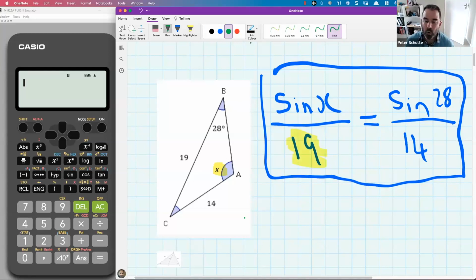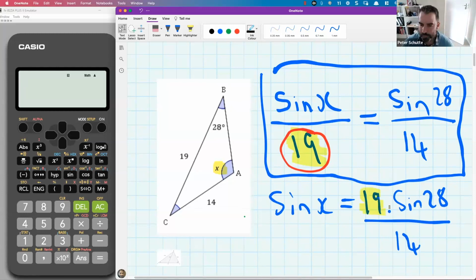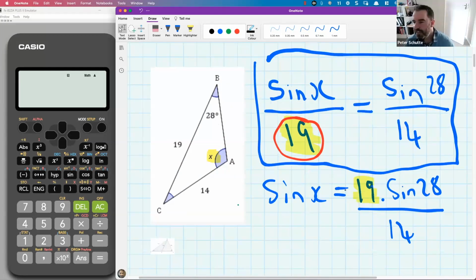Well, aren't we going to move this 19 to the other side? Yeah, I was going to start with the 14 and then the 19. Oh, okay. Yeah. Cool. So it's 14 times sine x. Okay. So if you see the 19 in yellow, would you agree with that? Yes, sir. Perfect. Thank you so much, Danele.